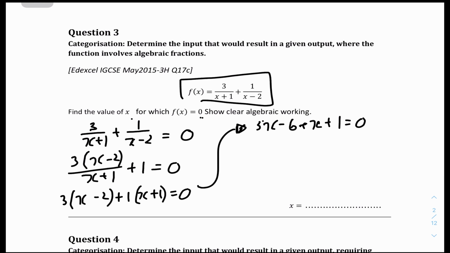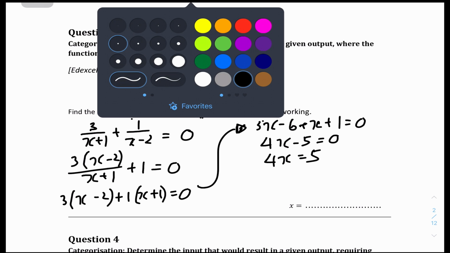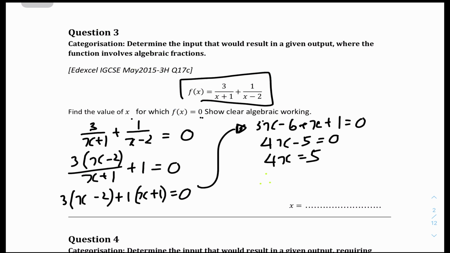If you simplify everything, 3x plus x is 4x, and minus 6 plus 1 is minus 5. So 4x minus 5 equals 0. To find x, you just move the 5 to the other side and divide both sides by 4. So therefore, the answer is x equals 5 over 4. So x equals 5 over 4.